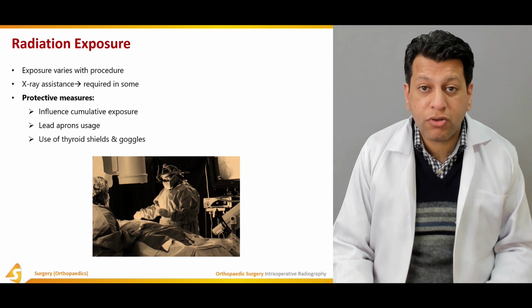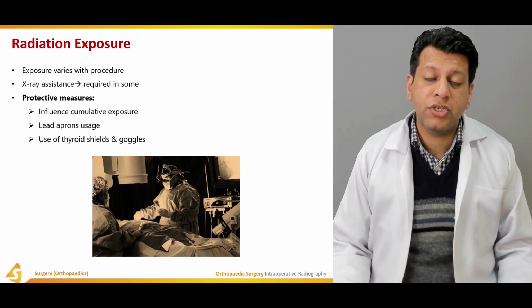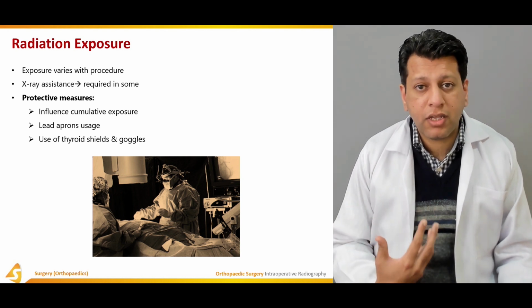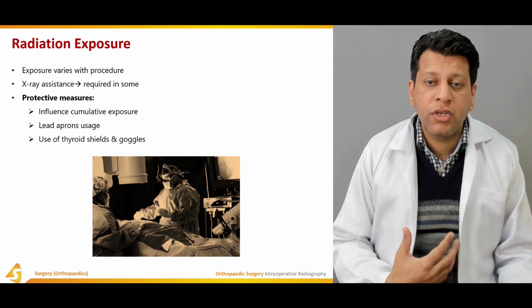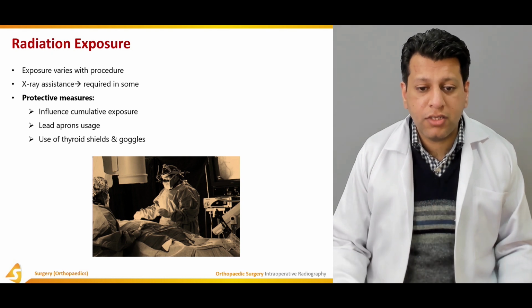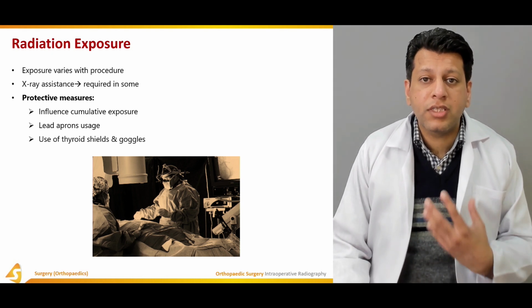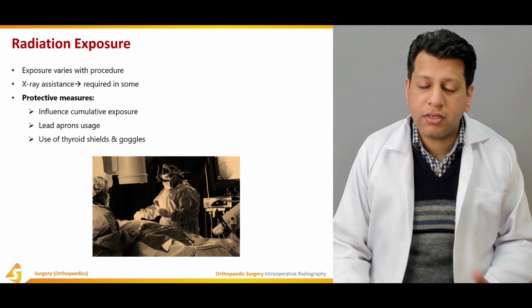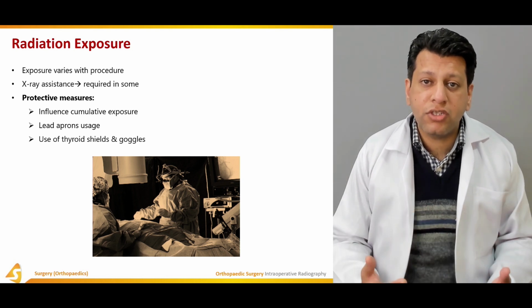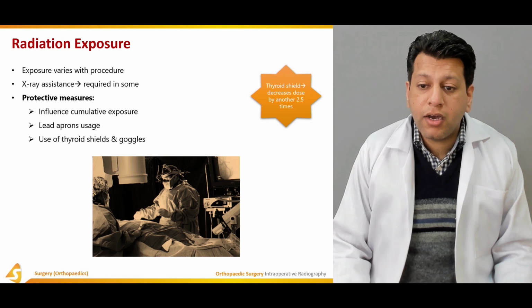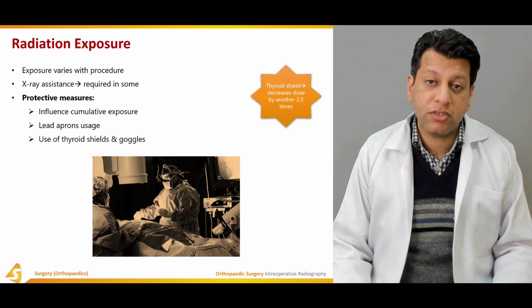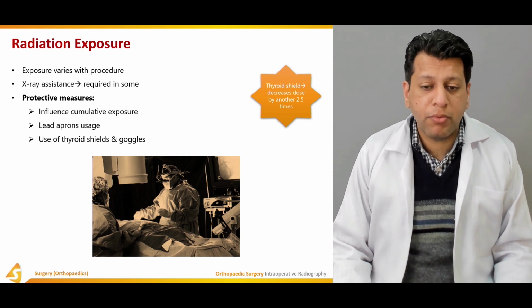For example, lead aprons are now coming in, and they shield the vital parts of the body such as chest, heart, and lungs. There are thyroid shields as well now, which are required especially for the thyroid and testes. These are hyperactive glands and therefore have increased exposure to radiation. A thyroid shield decreases the dose by another 2.5 times, and that is very important. It should be worn perioperatively.